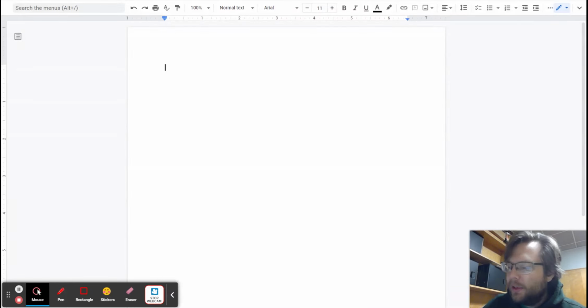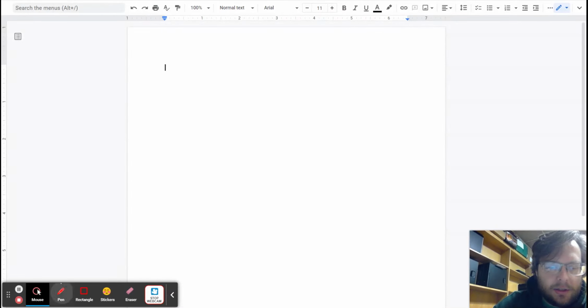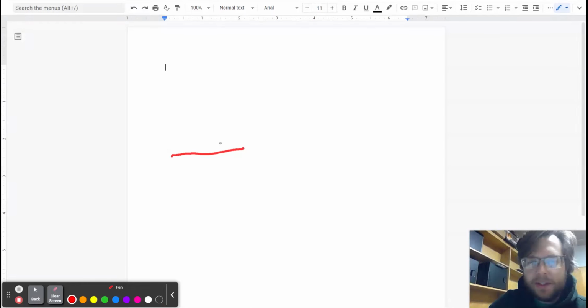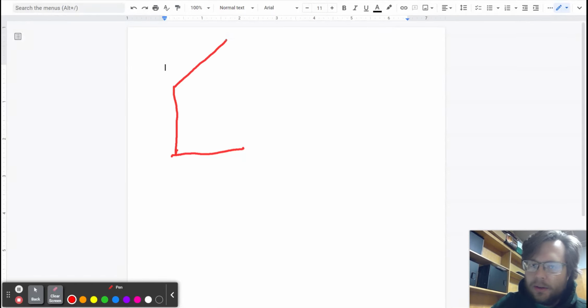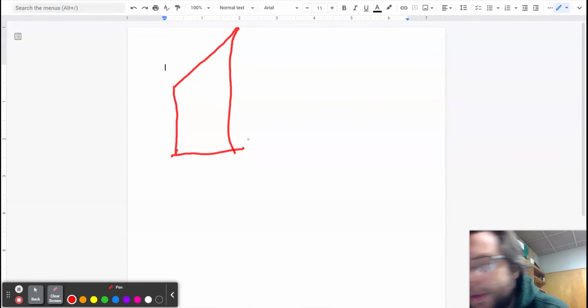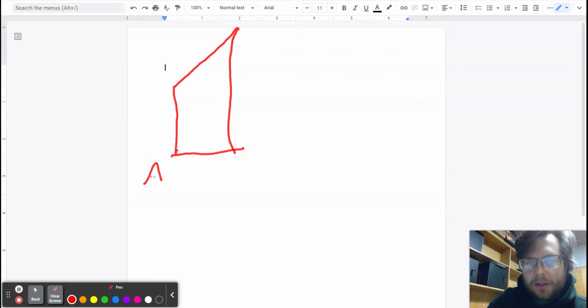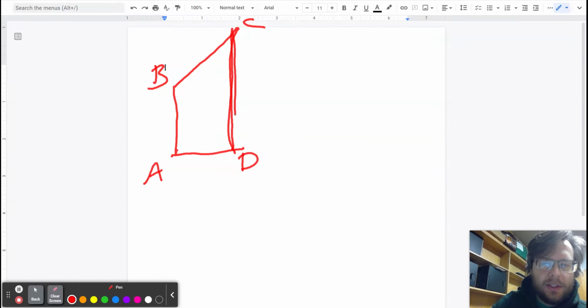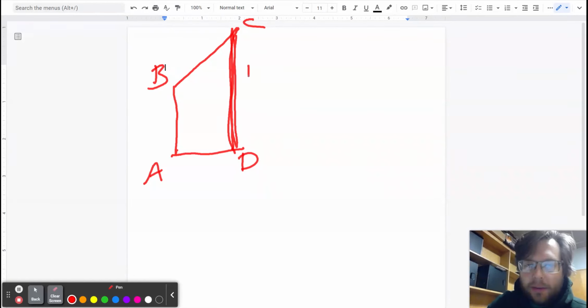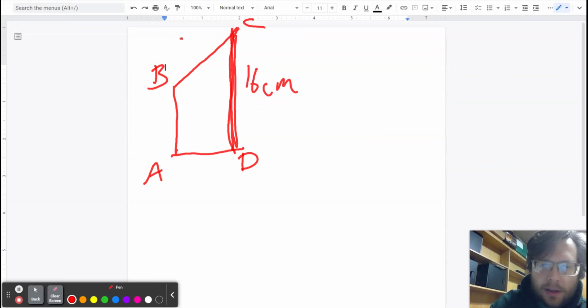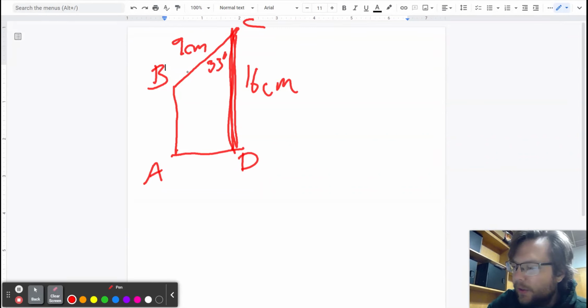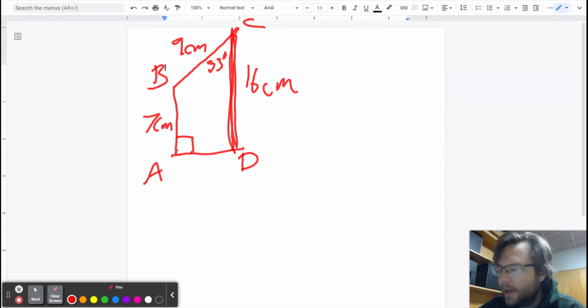All right, somebody else asked me about this funky looking quadrilateral here. I'll do my best to draw it, but it looks a little weird. Okay, that looks even weirder than what it looks like in the book, but we'll go with it. So we got A, B, C, D. So allegedly this is a straight line. And so we've got 16 centimeters, 9 centimeters, 33 degrees, 7 centimeters, and a right angle down there.